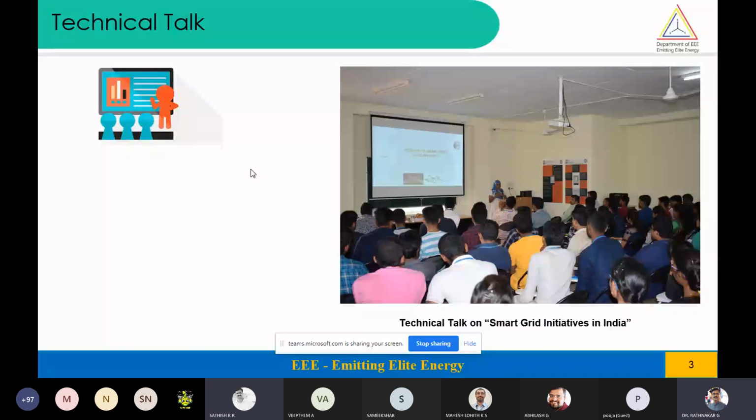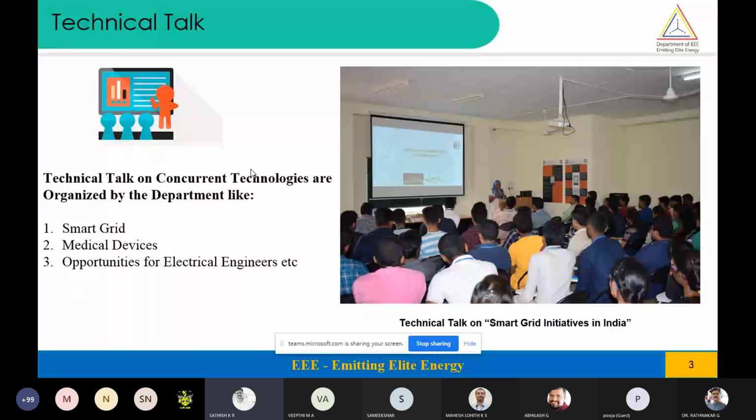eminent persons from public sectors as well as private sectors. And we are going to give the presentations. Those people will be giving presentations on recent trends in electrical systems, like smart grids, medical devices, opportunities for electrical engineers, etc.